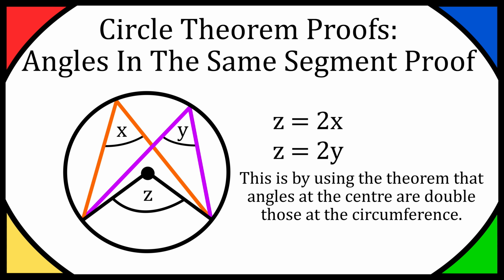Anyway, so we've got Z is equal to 2X and Z is equal to 2Y because we know the angle at the center is twice that at the circumference. So you'd say Z is equal to 2X or Z is equal to 2Y. Cool. Hopefully that all makes sense.